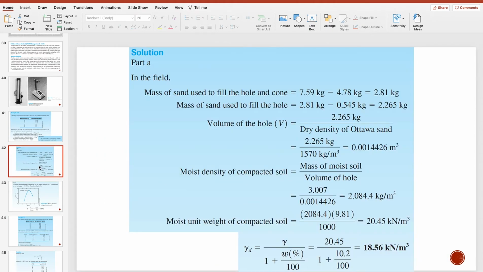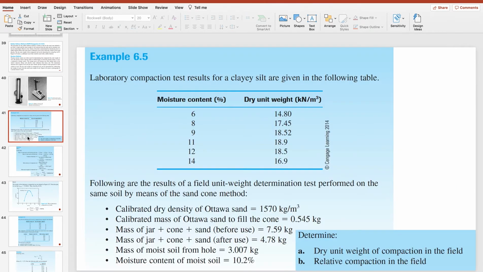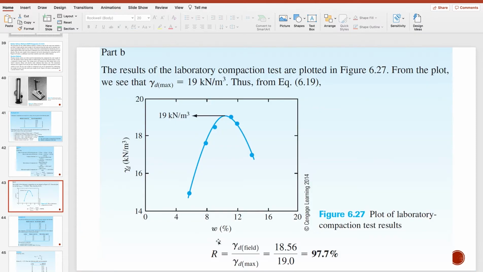So, we have here 18.56 yung dry density natin divided by the maximum. So, paano natin makukuha yan? Iga-graph natin yung unang given na dry unit weight. From the previous video, we were able to graph. Okay? So, moisture content versus the dry unit weight. So, 6, 14.8. 6%, 14.8, dito sila magmi-meet.